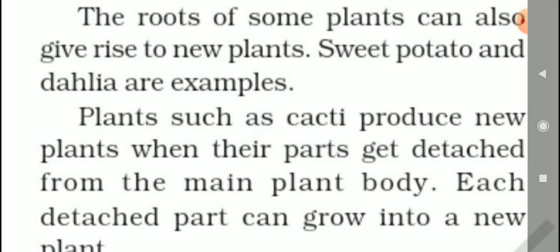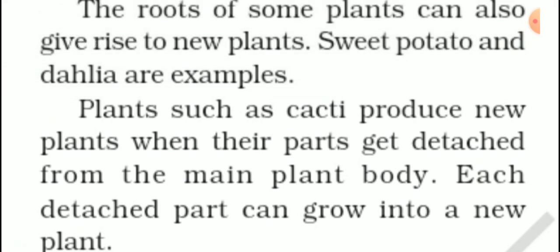Next, the roots of some plants can also give rise to new plants. For example, sweet potato and dahlia. Can you understand? Plants such as cacti produce new plants when the parts get detached from the main plant body. Each detached part can grow into a new plant.